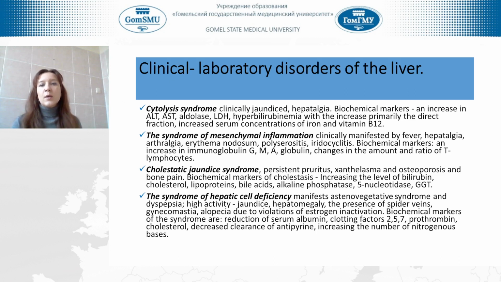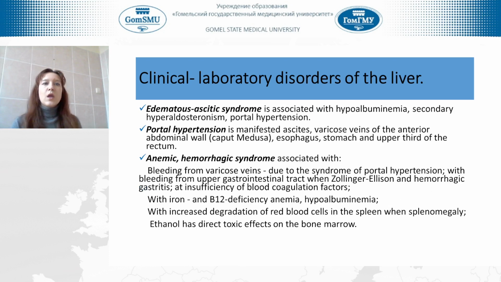High-activity jaundice, hepatomegaly, the presence of spider veins, gynecomastia, alopecia due to violation of estrogen inactivation. Biochemical markers of the syndrome are reduction of serum albumin, clotting factors 2, 5, 7, prothrombin, cholesterol, decreased clearance of antipyrine, and increase in nitrogenous bases. These are clinical disorders of liver dysfunction.